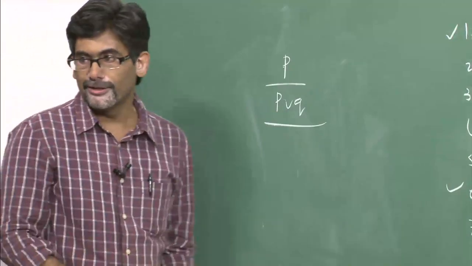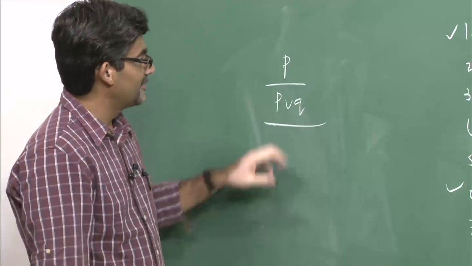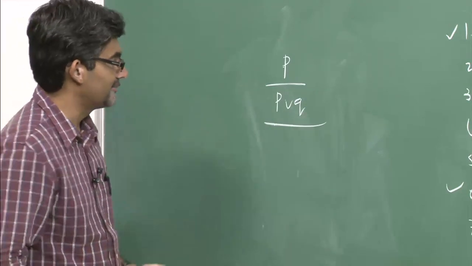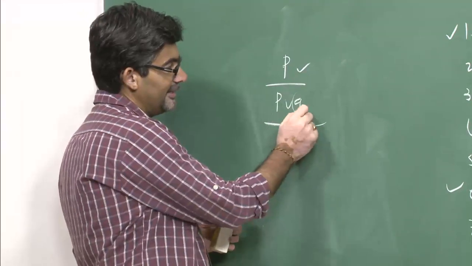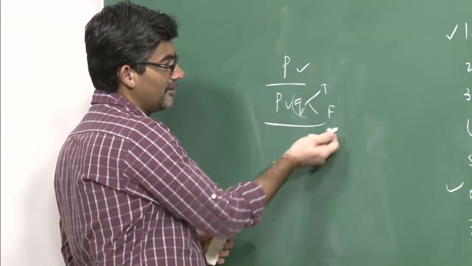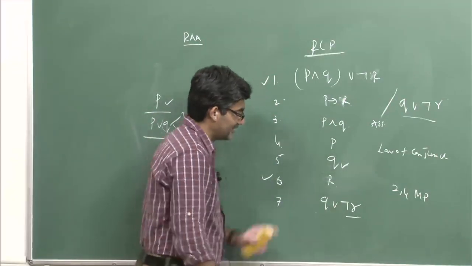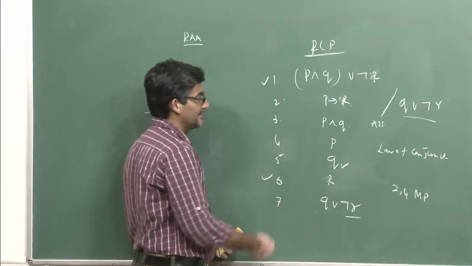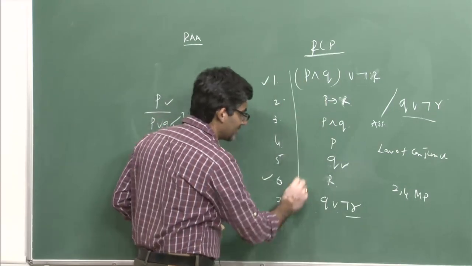So ultimately what we are trying to do is move from truth to another truth, so we are not disturbing the truth values. If P is true, P or Q has to be true irrespective of whether Q is true or Q is false. It is in that sense we have written this particular step, Q or not R. So now this is exactly the one which we are trying to prove.